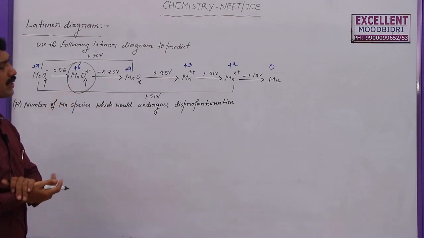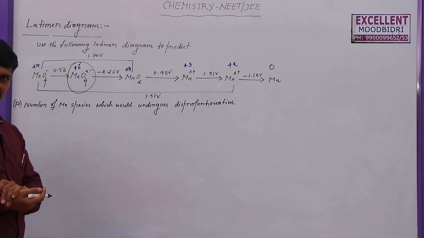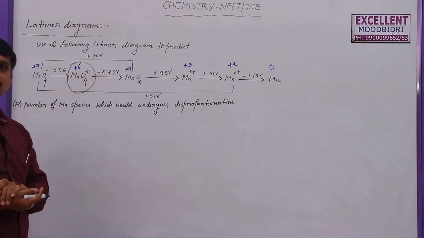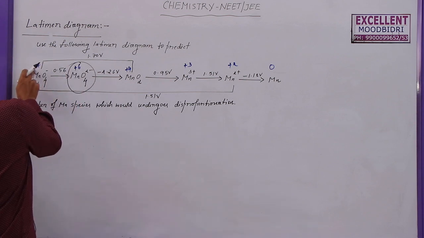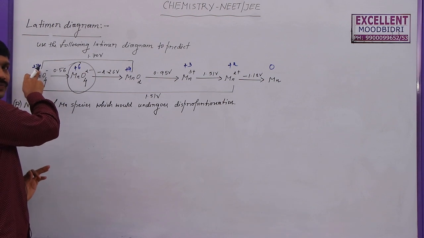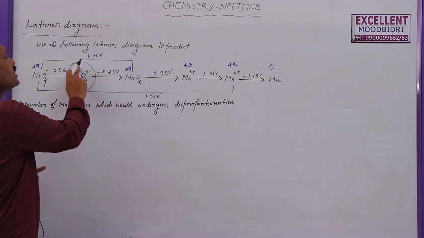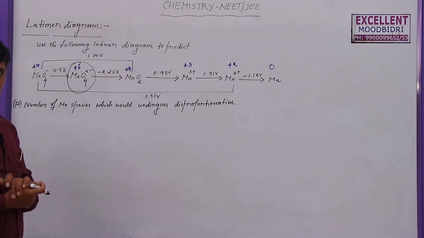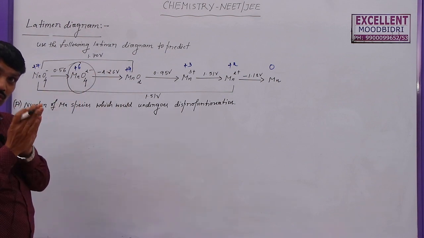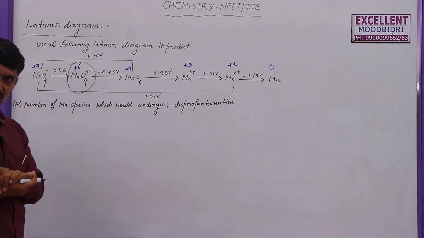See, if you go for the forward direction, the oxidation state changes from +6 to +4. Here +6 to +7, the oxidation state increases, oxidation reaction. Here the oxidation state decreases, reduction reaction. So both oxidation and reduction occur. But my question is whether they undergo disproportionation reactions or not.